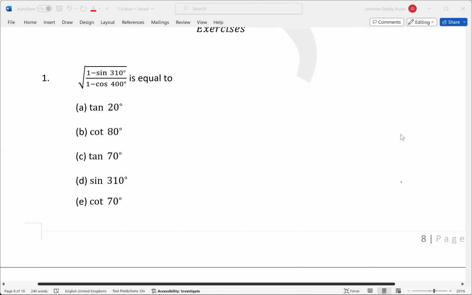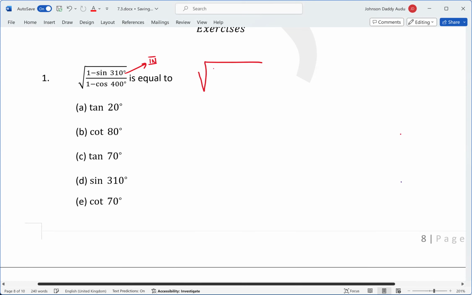Hello, viewers. So here we'll solve some exercises, 7.3. Now, to solve this question, we look at this one. This is 310. 310 is in which quadrant? It's in quadrant 4. And we know the sign is negative in quadrant 4.